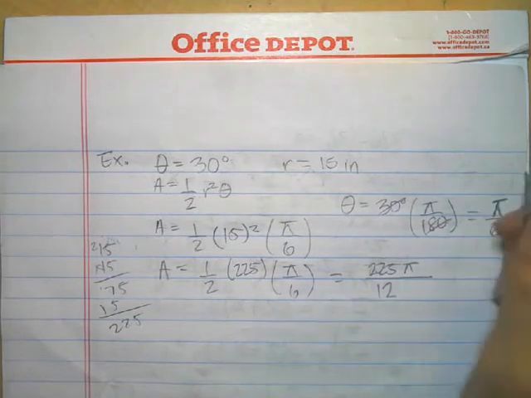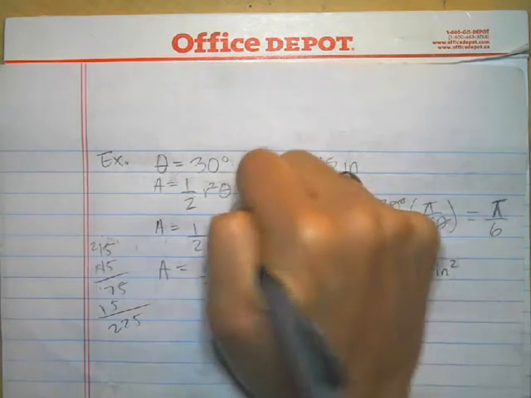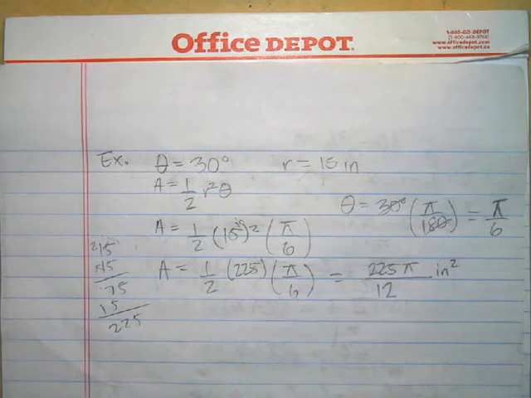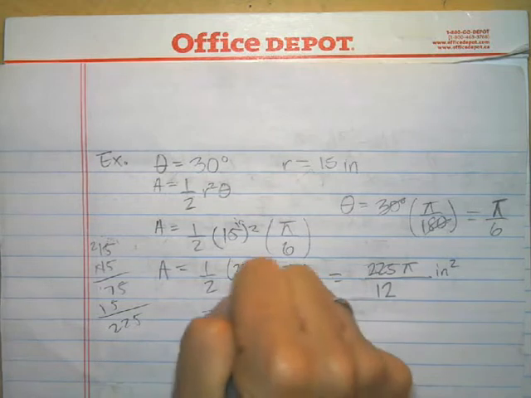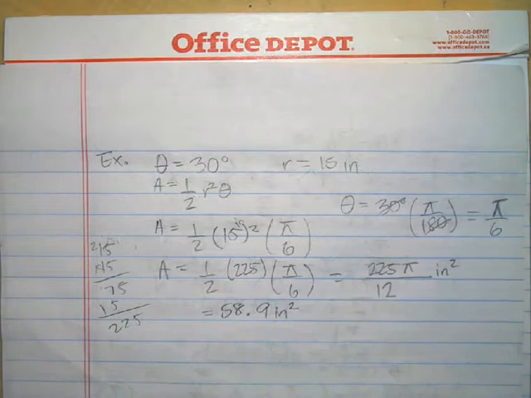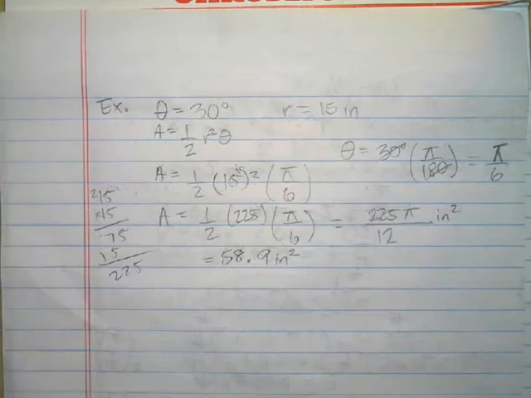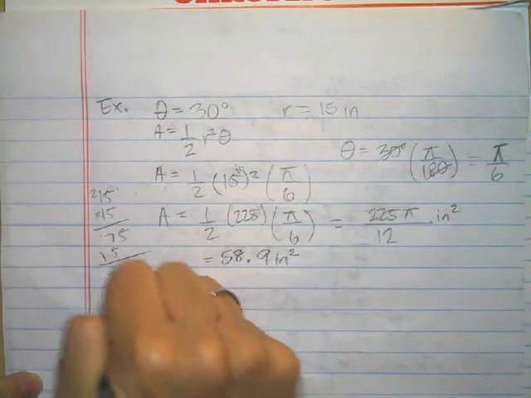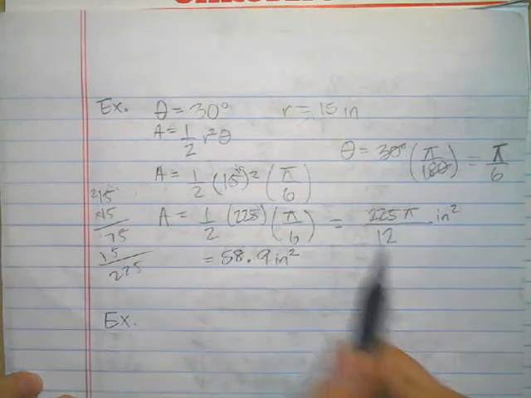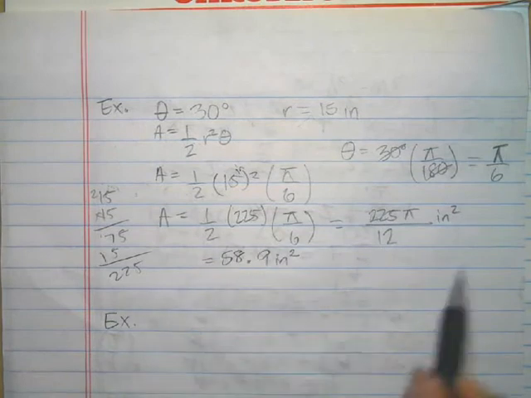And since it was inches, it should be inches squared, because it's 15 inches, so you square the inches too. So 225 pi divided by 12 is 58.9 inches squared. So that's the first one. How did you get the 12? Because 2 times 6 is 12. Yeah, multiply the top and multiply the bottom.